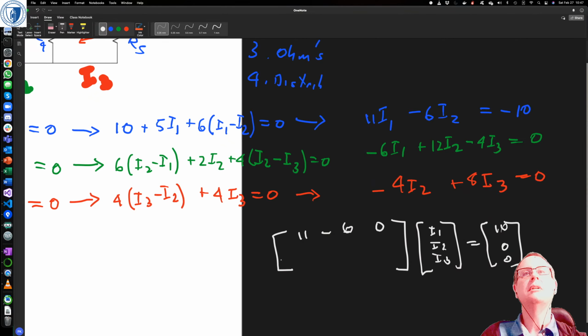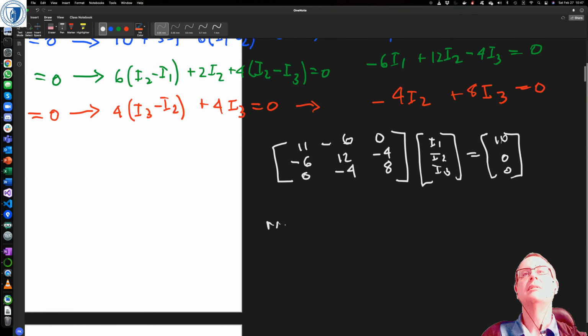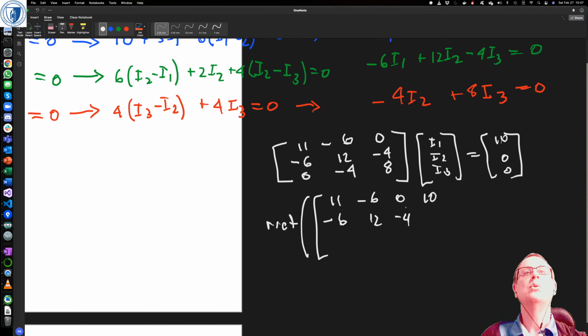And then here we've got minus 6i1, 12i2, and minus 4i3. Here we've got 0i1, minus 4i2, and 8i3. And from there we can say RF of 11 minus 6, 0, 10, minus 6, 12, minus 4, 0, 0, minus 4, 8, 0.